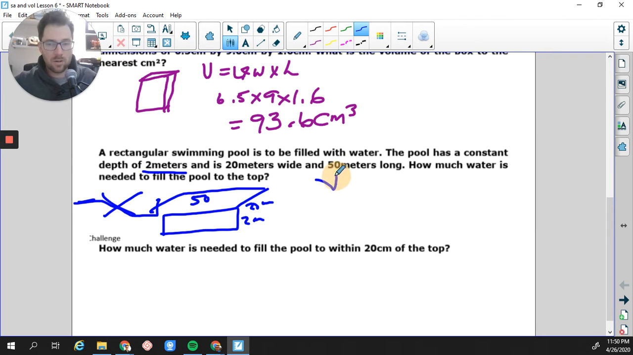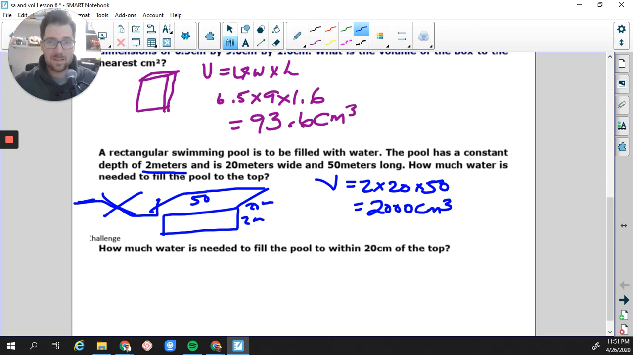Same thing as before, right? Volume equals 2 times 20 times 50. So in my head, I can go 2 times 5 is 10, and I'm going to add those other 2 zeros to make 1,000. 2 times 1,000 is 2,000. 2,000 cubed.